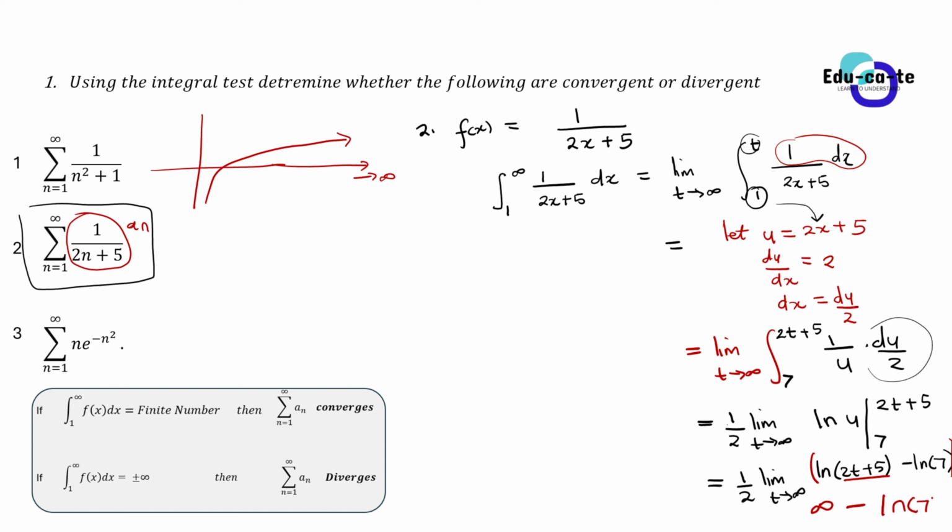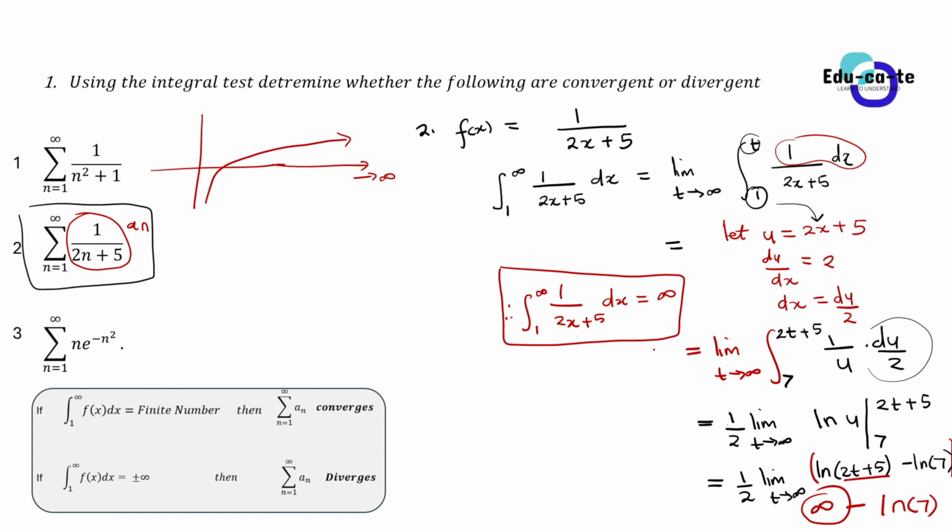But the fact that here you have got something that has got infinity means that your integral from 1 to infinity of 1 over 2x plus 5 dx is actually equal to infinity. You must know that infinity plus something, or infinity minus something, or half of infinity, will all just give you infinity. Nothing will change. So this is your integral of 1 over 2x plus 5 dx, and it gives you positive infinity.